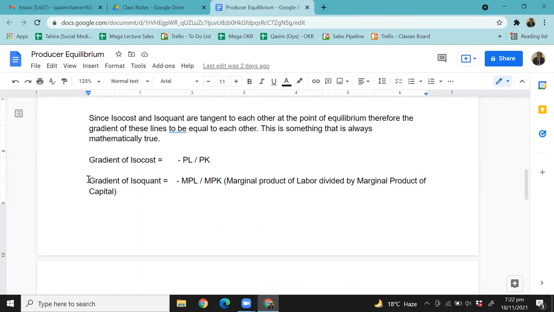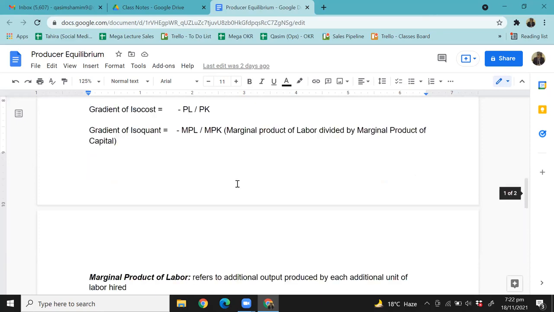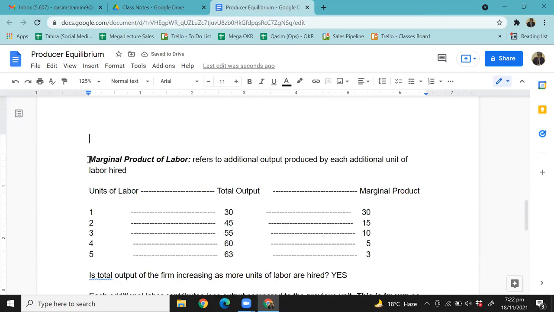Okay. Now, the second thing, what is the gradient of isoquant? The gradient of isoquant is negative marginal product of labor divided by marginal product of capital. This is something that we talked about in the last class, and this is where we'll spend most of the time. What is marginal product of labor? Marginal means additional. Product in economics means output, and labor is a resource. Marginal product of labor refers to the additional output produced by each additional unit of labor hired.